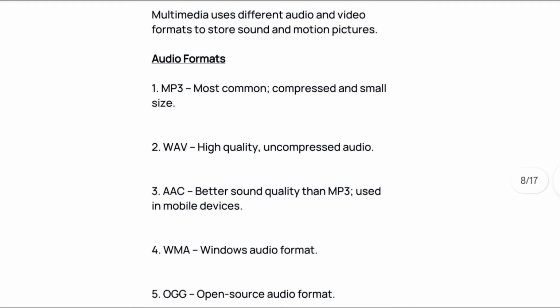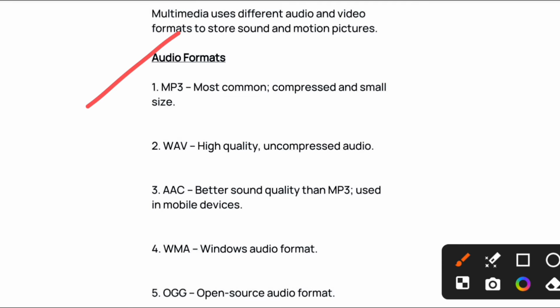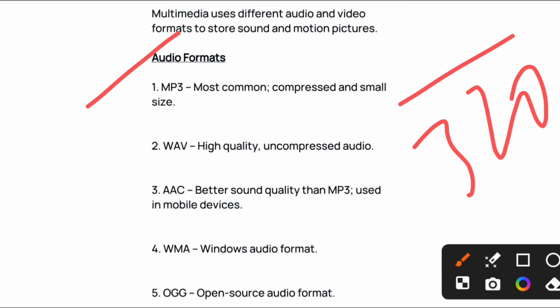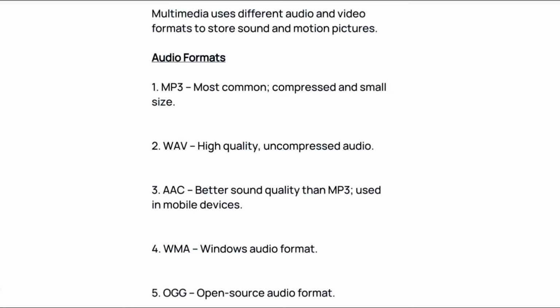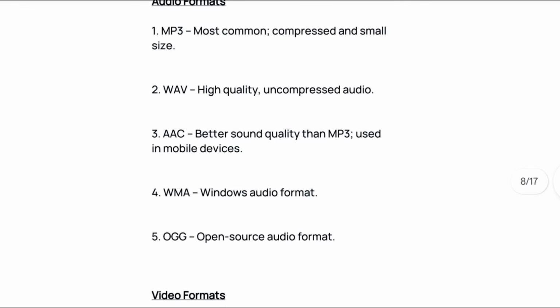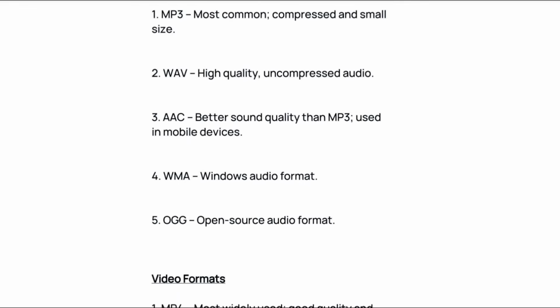What are the audio formats you are using? The first one, the common one as we all know, is MP3. For small size, like 320 kbps, it will be the best one. Next you have WAV, high quality uncompressed audio. This WAV will be useful for high quality pitch.